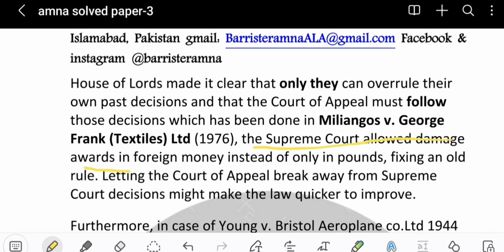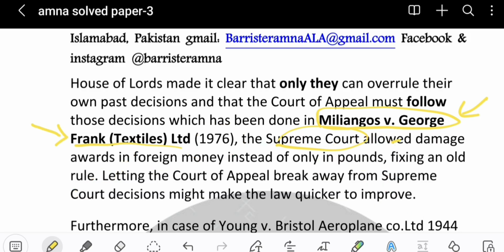The Supreme Court allowed damage awards in foreign money instead of only in pounds, fixing an old rule. Letting the Court of Appeal break away from Supreme Court decisions might make the law quicker to improve. So basically, in Milangos versus George Frank Textile, the Supreme Court allowed the compensation to be paid in foreign money instead of pounds. The case was from a different country, and the people involved were in a different country. Instead of compensation in pounds, the amount was in foreign currency, because in 1979 the pound was not that high. That is the reason they demanded the money in their own foreign currency.